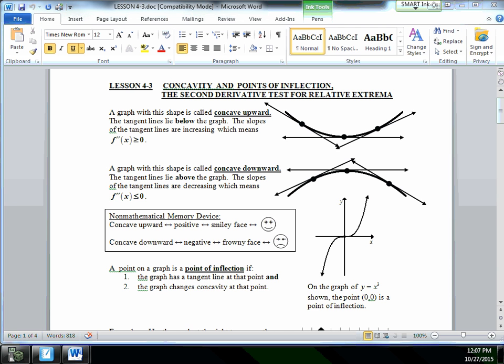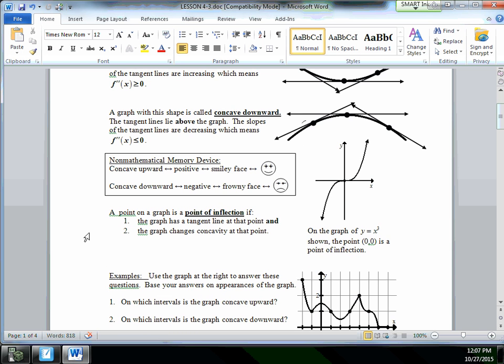One thing we know: when a graph is concave up, what we have right here, the tangent lines are below the curve. When it's concave down, oh great, my markers aren't working well, then the tangent lines are above the graph. So in essence, the thing you need to remember with concavity is your smiley faces.